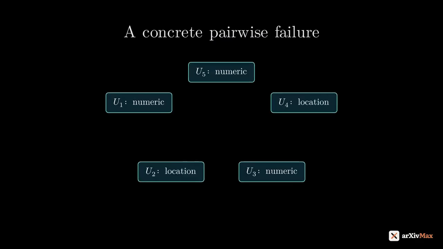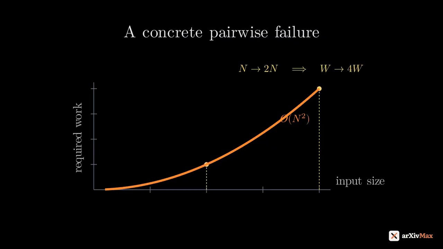Start with a concrete task. Suppose you have a log of users with labeled entries, and you need every pair of users where both have at least one entry labeled numeric value or location. With n users, possible pairs grow roughly as n squared. Doubling the log makes the required work 4 times larger.